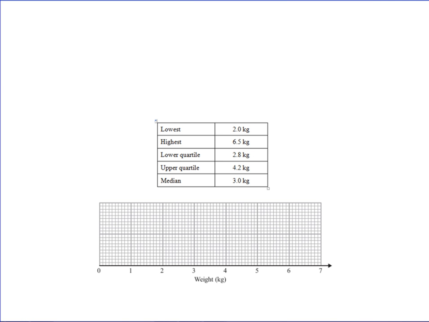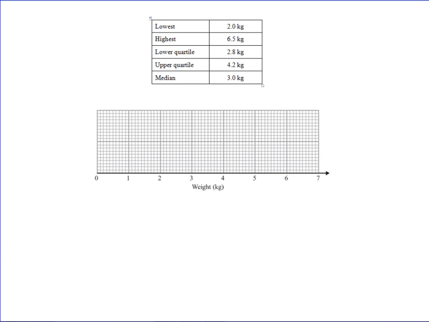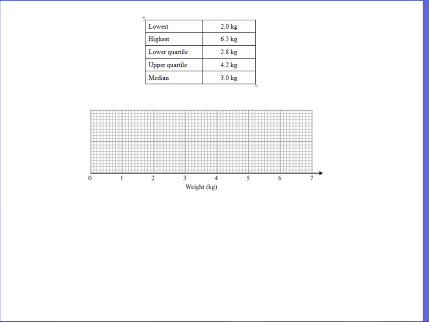So we've got a statement here about lowest, highest, upper, lower, median, and we're asked to draw a box plot to show this information. So step 1 is the lowest value is 2, so we draw a little line at 2. The highest value is 6.5, so 5 squares in. Similar sort of distance in terms of height there. Then the lower quartile is 2.8, so this one is a slightly larger value. We've got then the median is 3, so very close to each other, so it's the same height. And we've got the upper quartile then is 4.2.